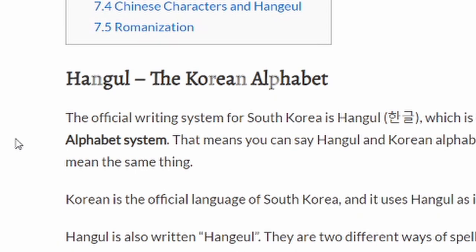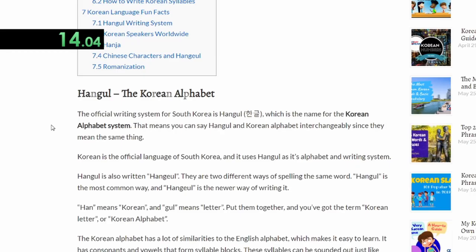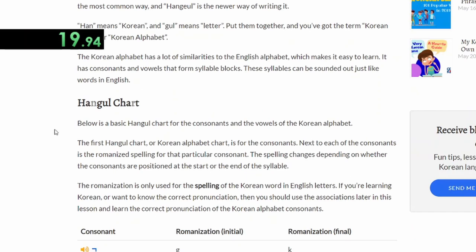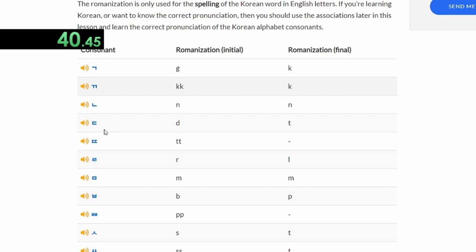Hangul, the Korean alphabet. The official writing system for the Korean alphabet is Hangul. Cool. The Hangul chart. Below is a basic Hangul chart for the consonants and vowels of the Korean alphabet. The first Hangul chart is for the consonants. Okay, so how many consonants are there? 1, 2, 3, 4, 16, 17, 18, 19.